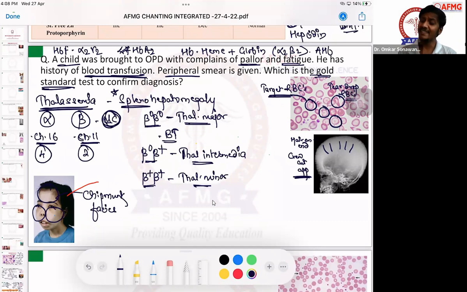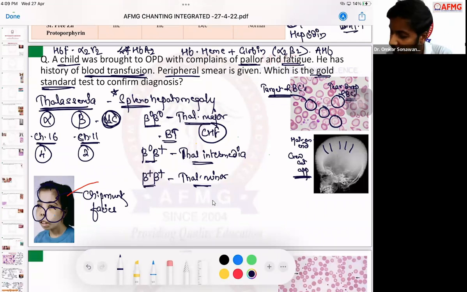So in thalassemia major, definitely the child would be brought to you within 1 year of age. An infant would be brought to you with features of anemia, and there would be chipmunk facies, splenohepatomegaly, crew cut appearance. All of these features would be seen along with features of CHF, congestive heart failure, because it is a very severe type of anemia. Hemoglobin less than 7 grams would be there.